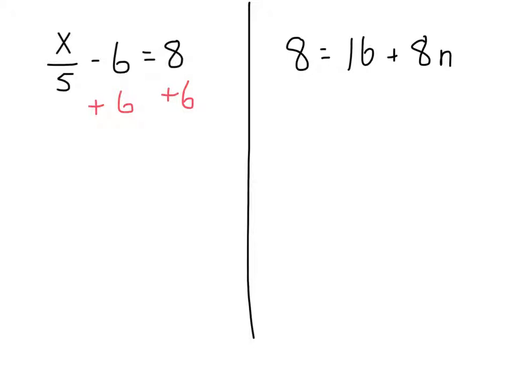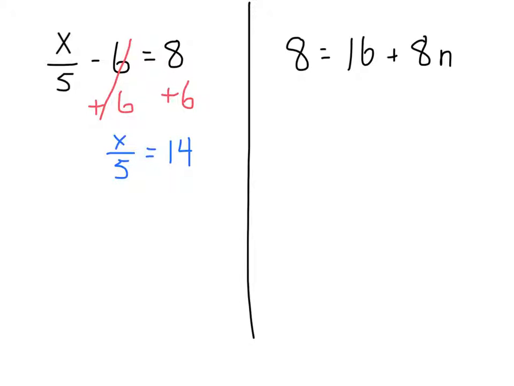So on the left side, the minus 6 and plus 6 cross out. So we'll rewrite everything that's left on the left side of the equation. That's x divided by 5. So now we have 8 plus 6. 8 plus 6 is 14. Now we have our one-step equation. We have x divided by 5 is equal to 14.